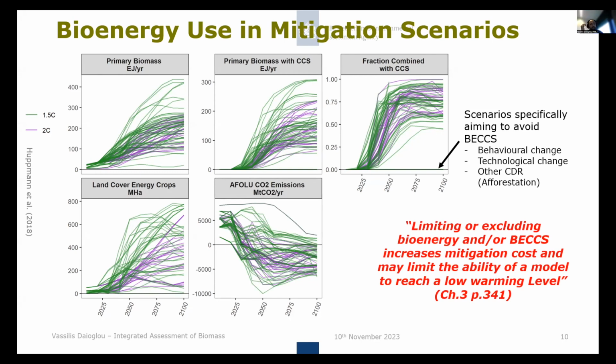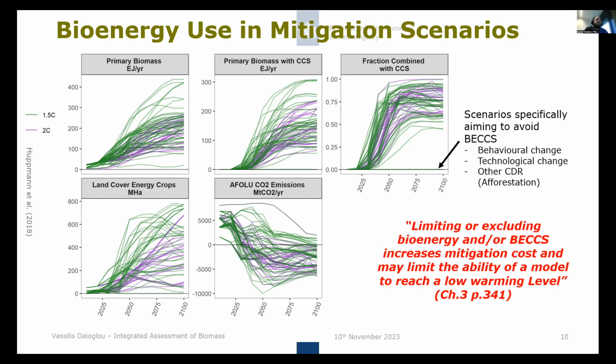But ultimately, what we see in the role of bioenergy in 1.5 scenarios, and as is cited in the AR6, is that limiting or excluding bioenergy and/or BECCS increases mitigation costs and may limit the ability of a model to reach a low warming level. So broadly, all of the integrated assessment models agree that this helps us meet climate goals at the cheapest possible level. And in fact, without BECCS, many models find it infeasible, especially to meet the 1.5 degree target. This carbon dioxide removal that BECCS offers is very, very important in meeting strict climate goals.